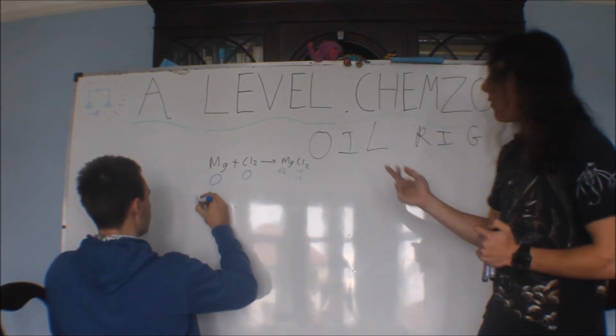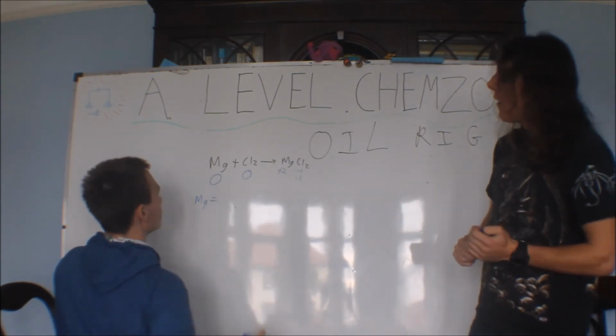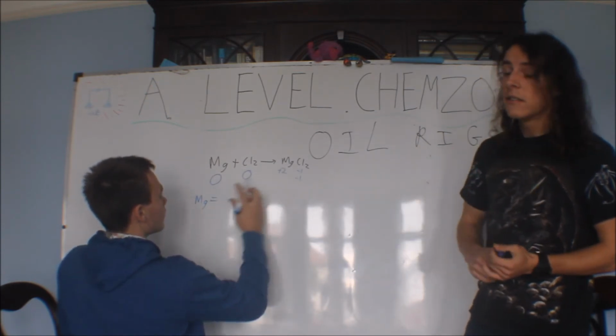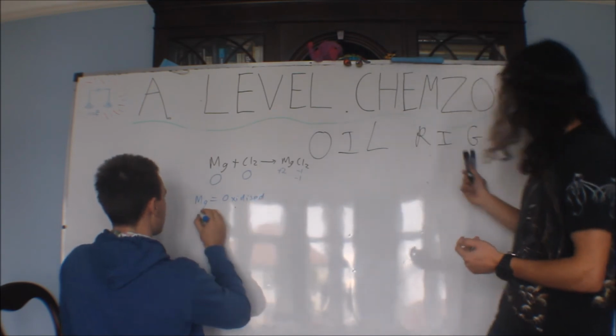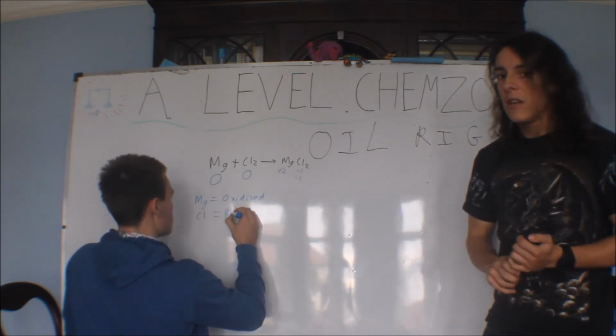You can, and that's why I skipped ahead a bit earlier. So magnesium has been oxidised because it's lost 2 electrons. Chlorine has been reduced because it has gained an electron each.